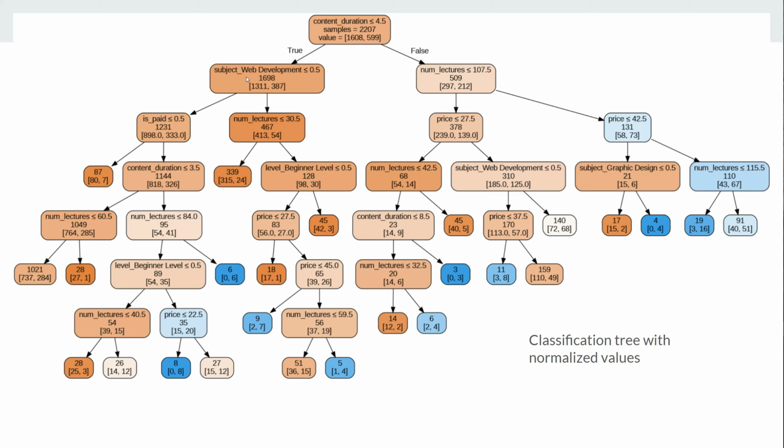and if the class is also not a web development class, and if the class is paid for, and the content duration is greater than 3.5, so between 3.5 and 4.5 for the content duration, and the number of lectures is greater than 84, we end up on this pure node here where all six of the courses out of six received a high number of reviews.